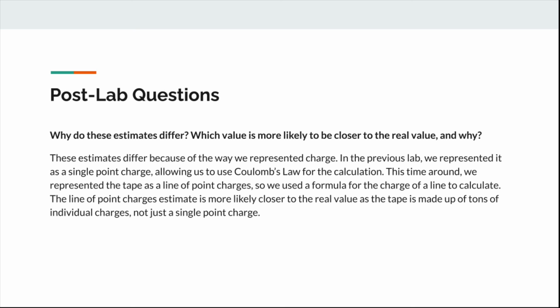Our next question is, why do these estimates differ? And which value is more likely to be closer to the real value and why? Well, these estimates differ because of the way we represented the charge. In the previous lab, we did it as a single point charge, allowing us to use Coulomb's law for the calculation. But this time, we represent the tape as a line of point charges, so we used a formula for the charge of a line to calculate. We believe that the line of point charges is going to be a lot closer to the real value, as the tape is made up of a series of individual charges, not just a single point charge.